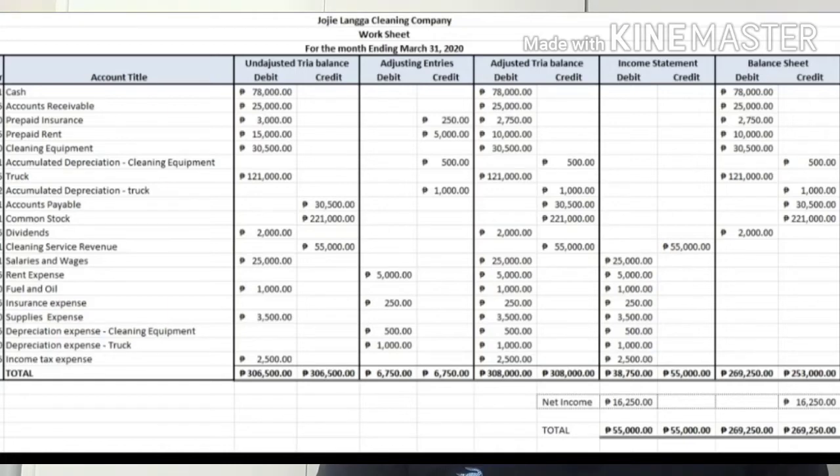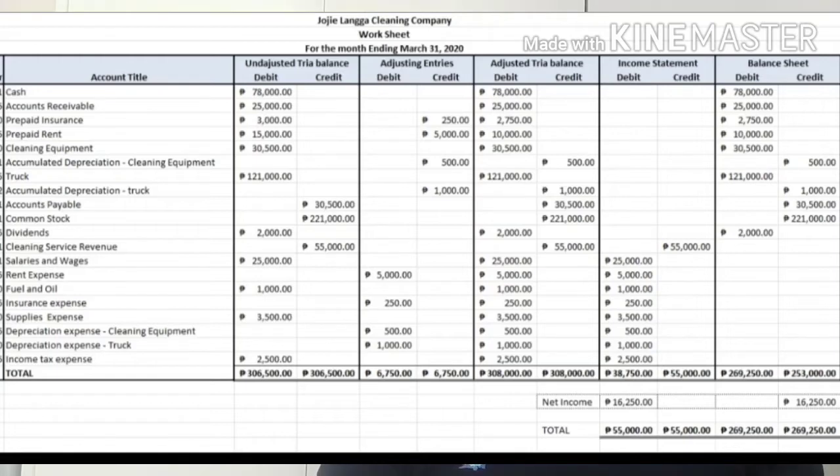Cleaning equipment, we don't have an adjusting entry, so the debit balance is 30,500. Accumulated depreciation, cleaning equipment, we have an adjusting entry of 500 credit, but we don't have a balance in the unadjusted trial balance, so we just have to copy in the credit side also 500. Truck, we have a debit of 121,000. Accumulated depreciation, we have 100,000 1,000 credit.